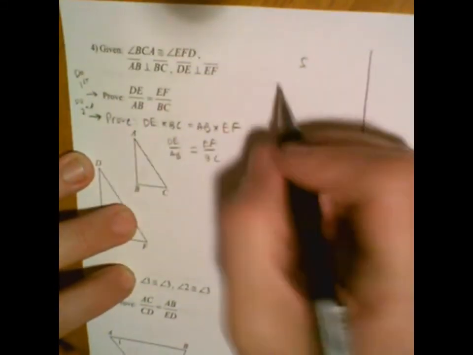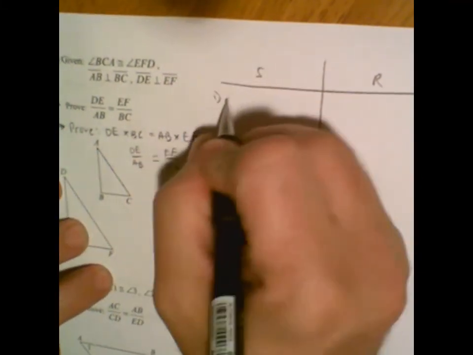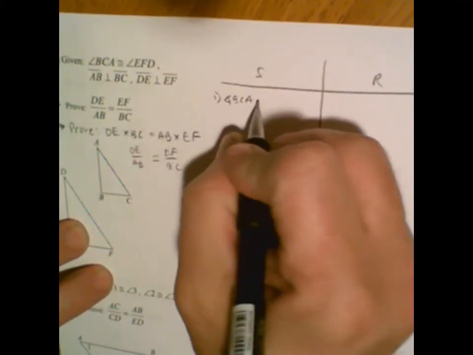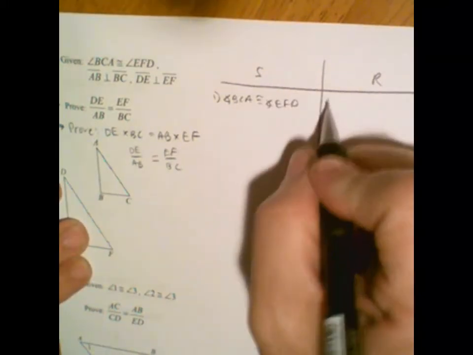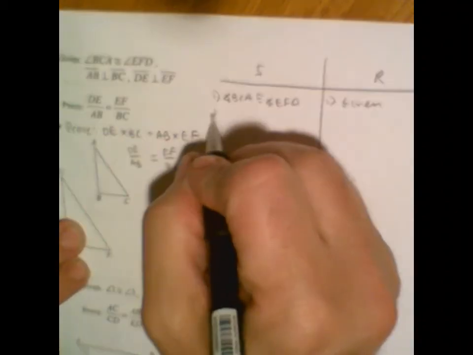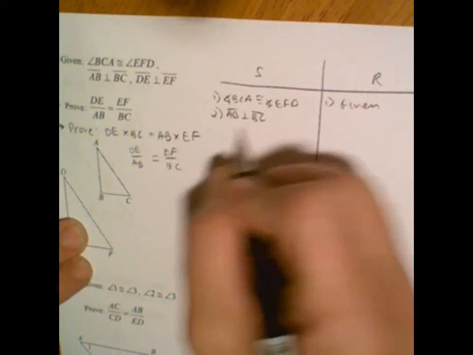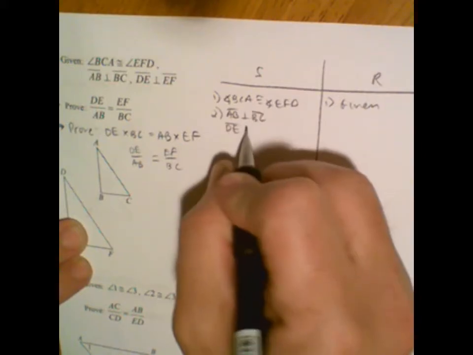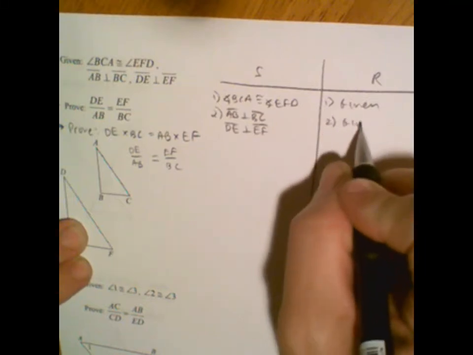So statements, reasons. I'm just going to do 2 more proofs, and then I'm calling it. So write the givens. Angle BCA is congruent to angle EFD. Given. 2. AB is perpendicular to BC. DE is perpendicular to EF. Given.